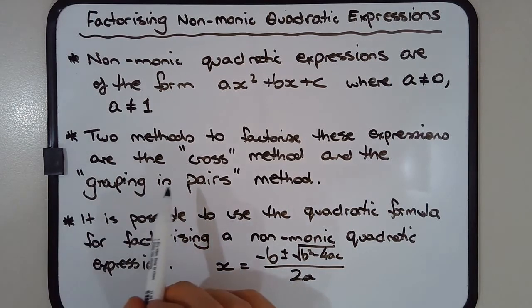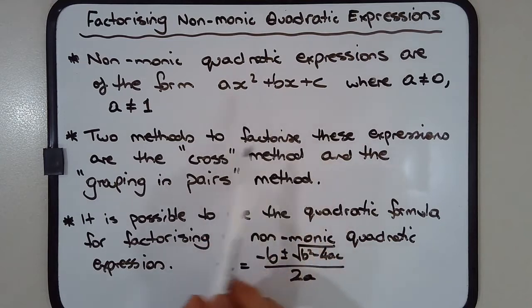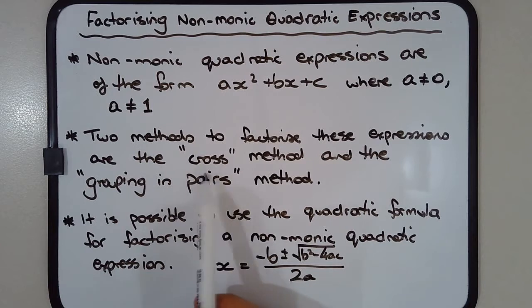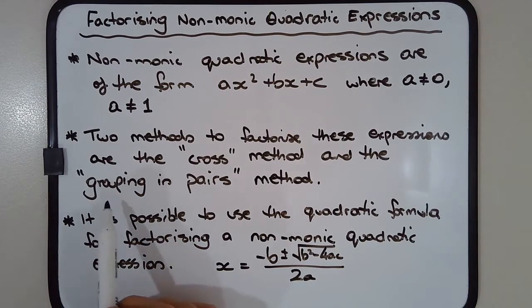Now, there's two methods that we can use to factorize these non-monic quadratics. The first one is the cross method. So we'll draw a big letter X, and we'll see how that works. It's a diagrammatical method. There's another method which involves grouping in pairs. There's other methods as well, but these are the two that I'm going to focus on in this video. I'm going to use a combination of these methods so you can see both of them in action.